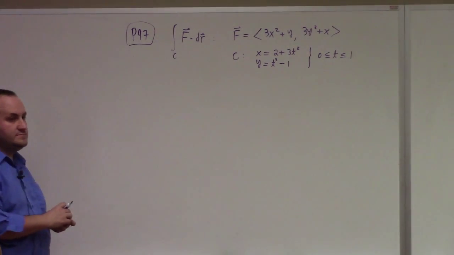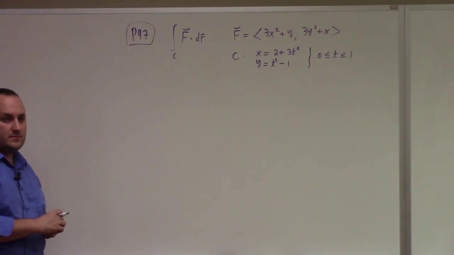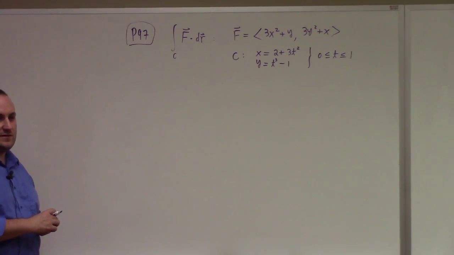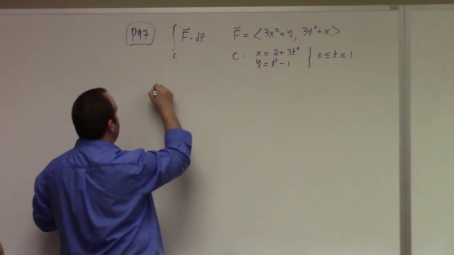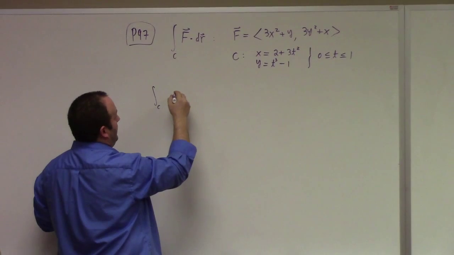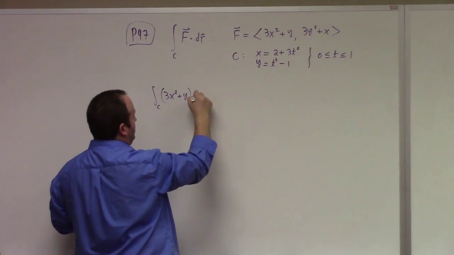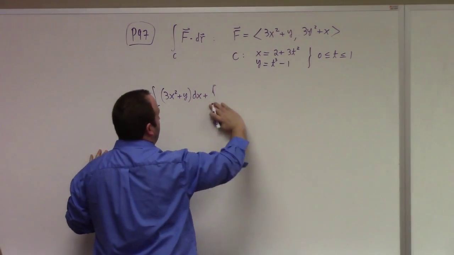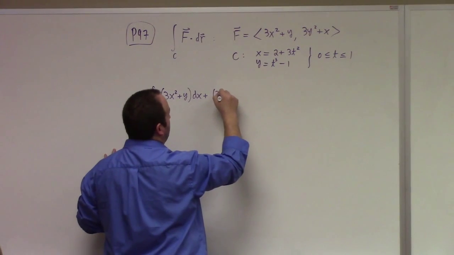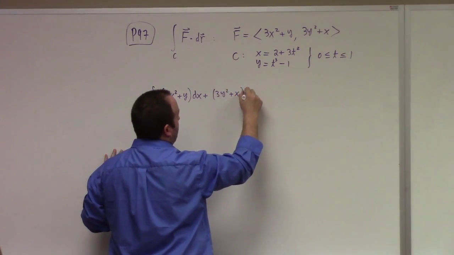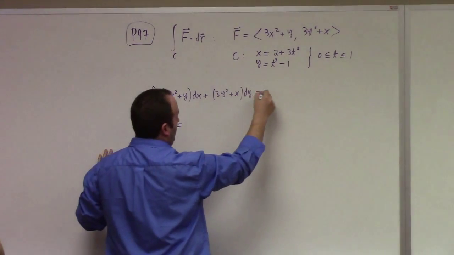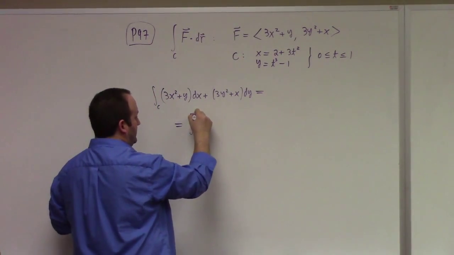How should we solve this problem, guys? I mean, there are two ways. The first way is just direct calculation, right? So you can just calculate from the definition of the line integral. How would that go? Right, so that's the integral over C of 3x squared plus y dx plus the integral of 3y squared plus x dy, right? And that would be the integral from 0 to 1 of what?